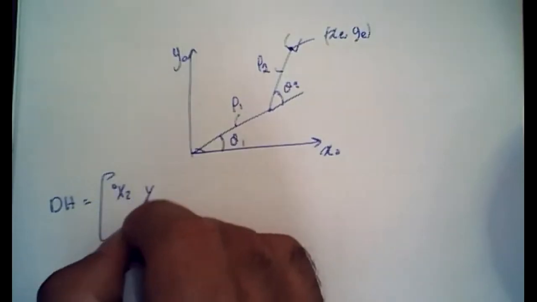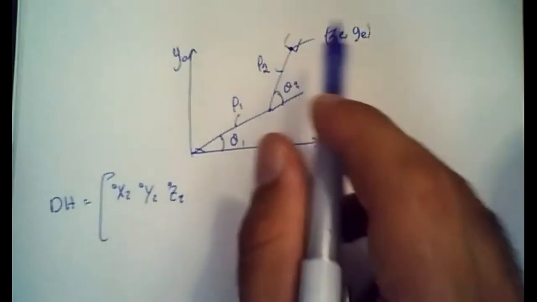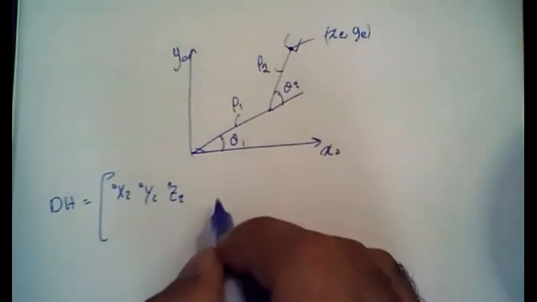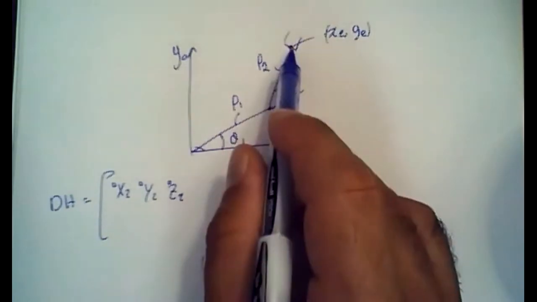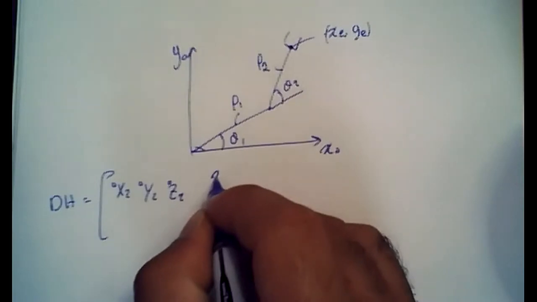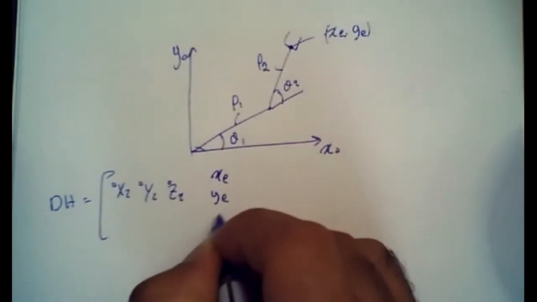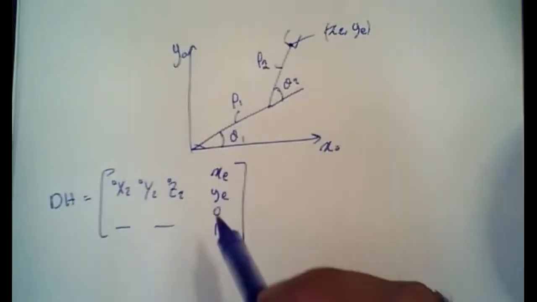x2 in frame 0, y2 in frame 0, z2 in frame 0, which we don't really care about right now. We don't care about the orientation. We're only looking at that point. But what would be my x component of xe, basically? What am I actually going to get here? I'm going to actually get xe, ye, 0, and then 1, right? If I actually put the DH frame, I'm going to get this.